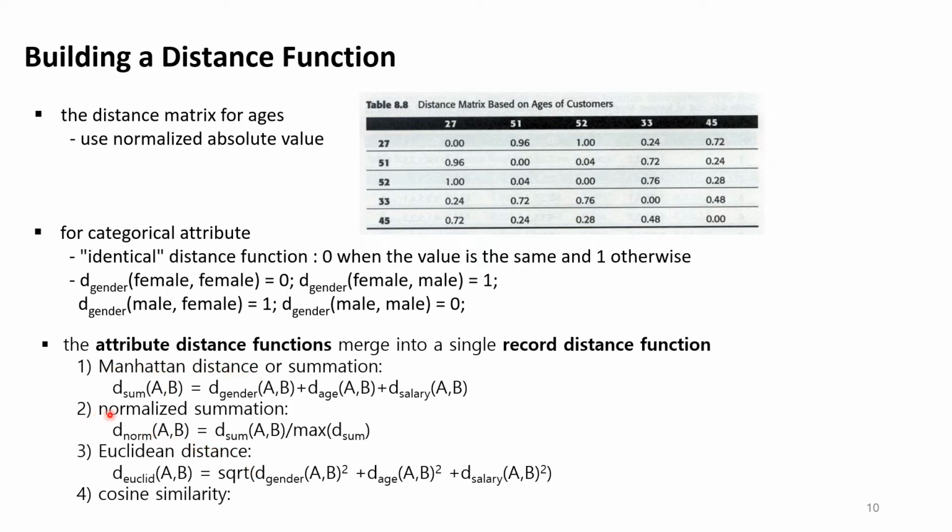The second one is normalized summation, or normalized Manhattan. The second method is this Manhattan distance divided by the maximum of this value. So it is a normalized version.